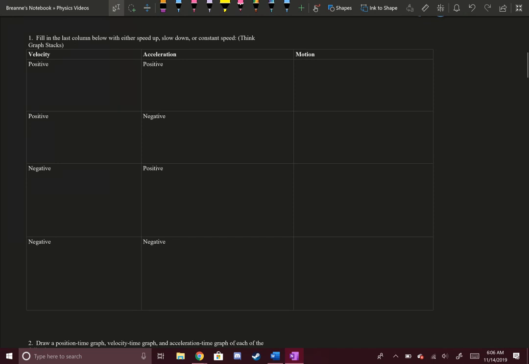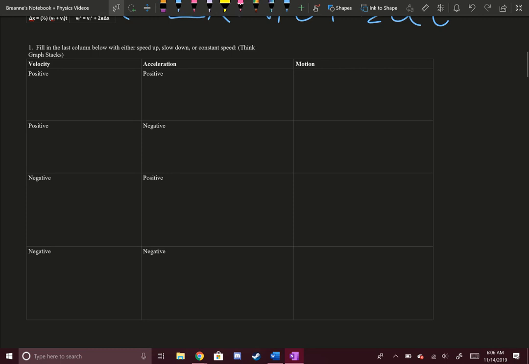Okay, so here's understanding graphs. We're getting to the graph section. So fill out the column below, thinking of it as speeding up, slowing down, or staying constant. So it's asking for positive velocity. So if we think about our velocity graph, that's velocity versus time.